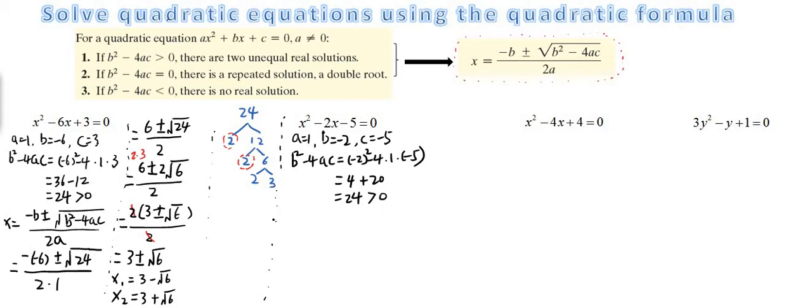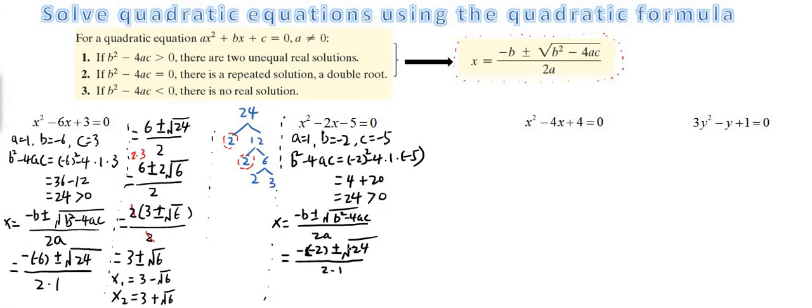Okay, now we can plug in the formula. X equals negative b plus or minus the square root of b squared minus 4ac, divided by 2a, and plug in the b. b is negative 2. So when you plug in a negative number, always put the round bracket, okay? Plus or minus, and we can tell b squared minus 4ac is 24. Okay, and 2a is 2 times 1.